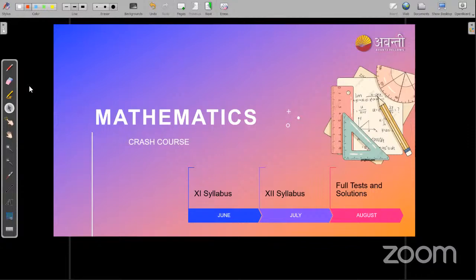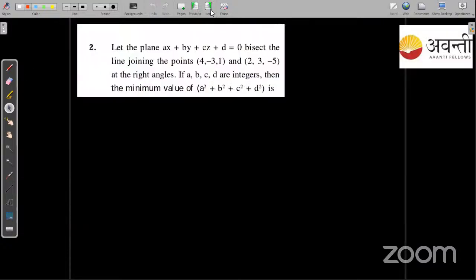Today we're going to discuss the question paper of JEE session 4. We'll try to analyze what questions have been given and how to do those questions. So let us move on to the class.